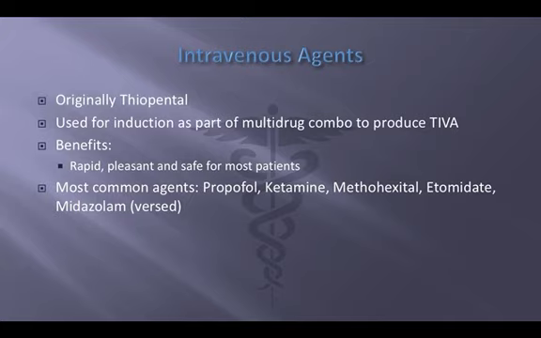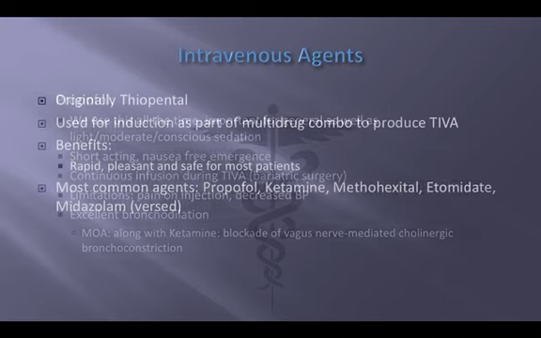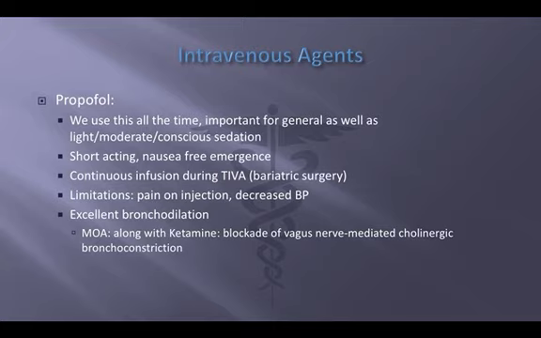The most common agents used are propofol, ketamine, methotrexate, etomidate, and Versed. This is something you definitely want to know about. We use these agents when we're doing conscious sedation. We use these agents when we're trying to do rapid sequence intubation and some pain control issues with ketamine maybe on the floor as well. But so yeah, this is definitely something you want to keep in mind and have a pretty good understanding about these medications.